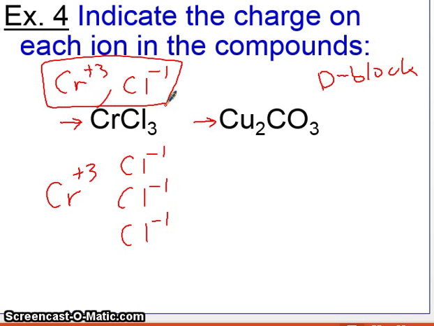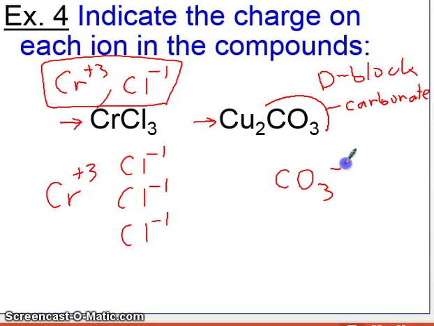Let's try the second one. Here we have Cu2CO3. Now, you may recognize this one as being a polyatomic. In fact, you'd have to recognize it as being one of the 6 polyatomics we had you memorize. This is actually called carbonate.